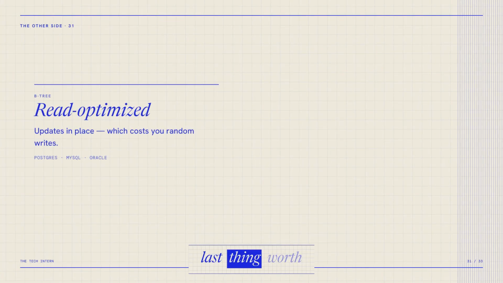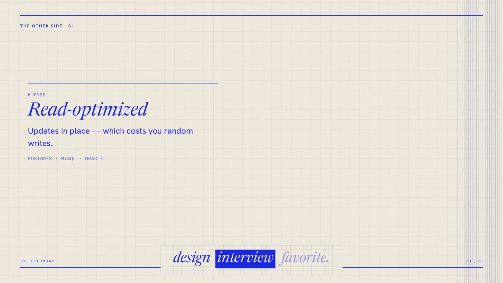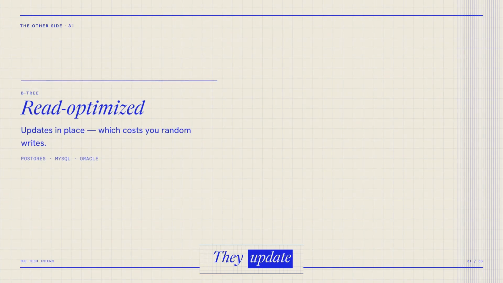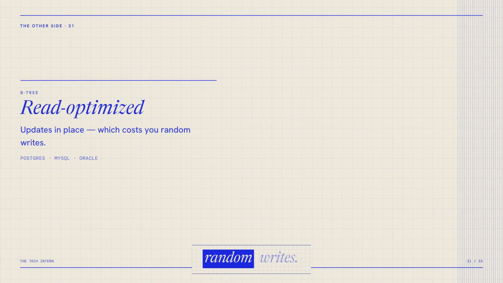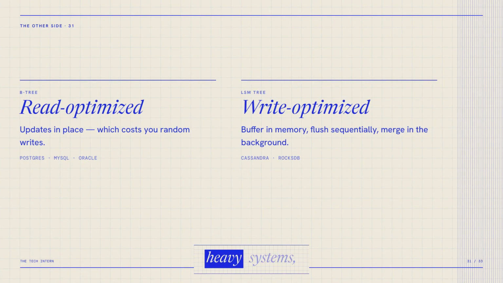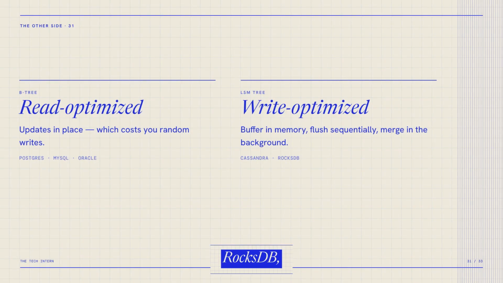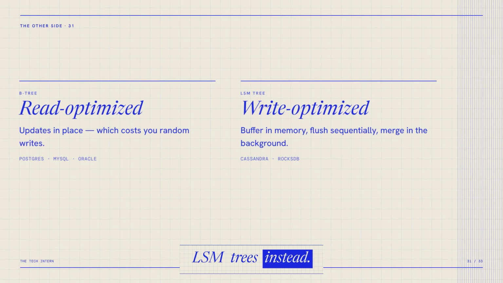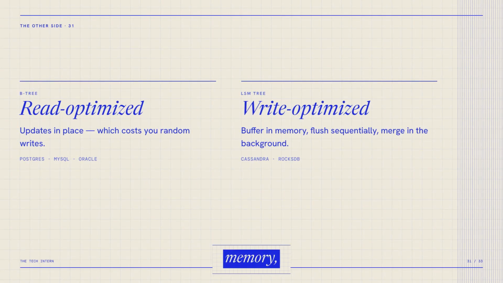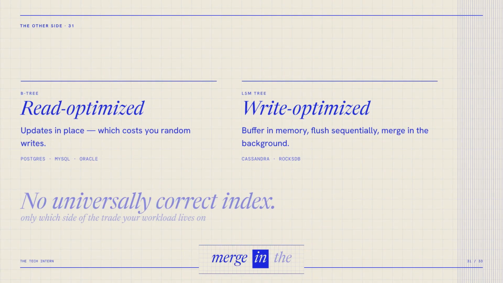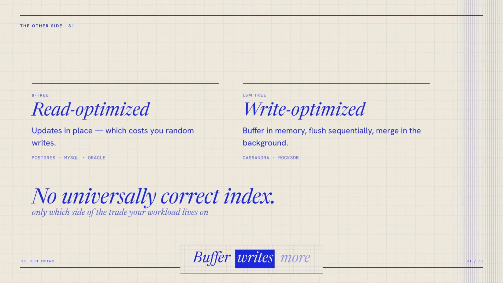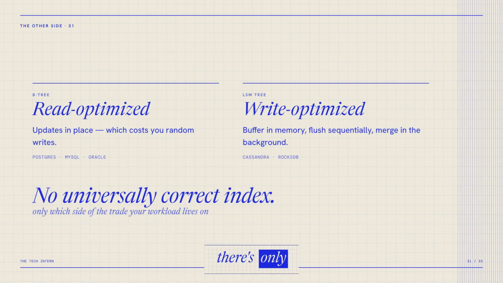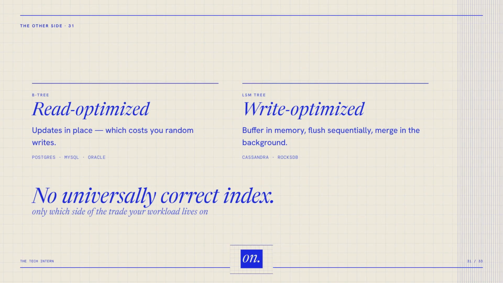And one last thing worth knowing, because it's a system design interview favorite. B-trees are read optimized. They update in place, which costs you random writes. That's why write heavy systems, Cassandra, RocksDB, most modern time series stores, reach for LSM trees instead. Buffer writes in memory, flush sequentially, merge in the background. Faster writes, more complex reads. There's no universally correct index. There's only which side of that trade your workload lives on.